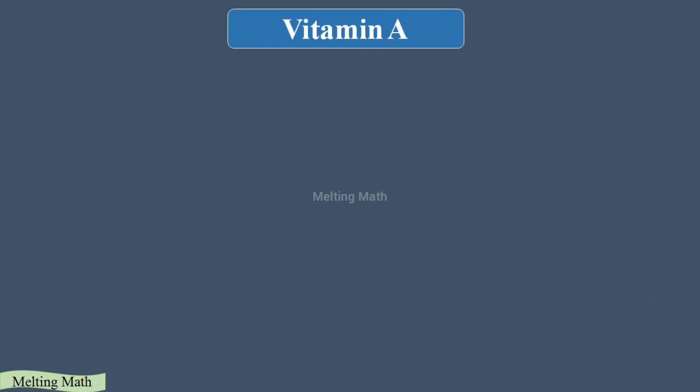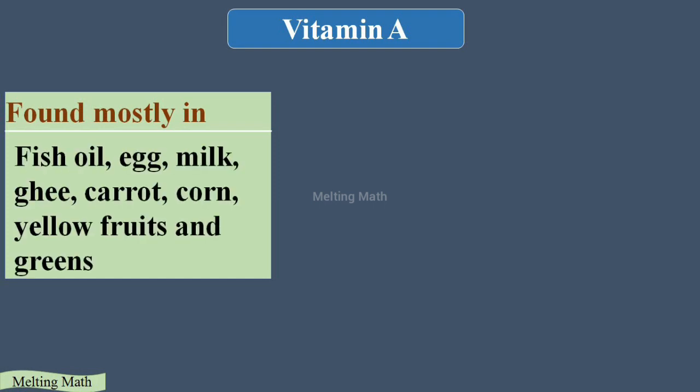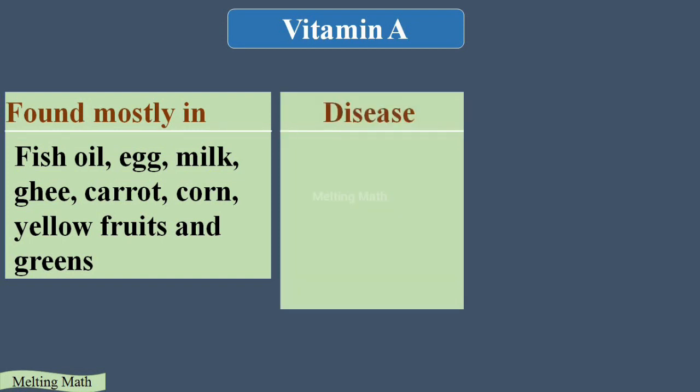Vitamin A is found mostly in fish oil, egg, milk, ghee, carrot, corn, yellow fruits and greens. Greens is nothing but the green leaves. If vitamin A is present in a lesser amount in your body, what will happen? It causes a disease called night blindness.